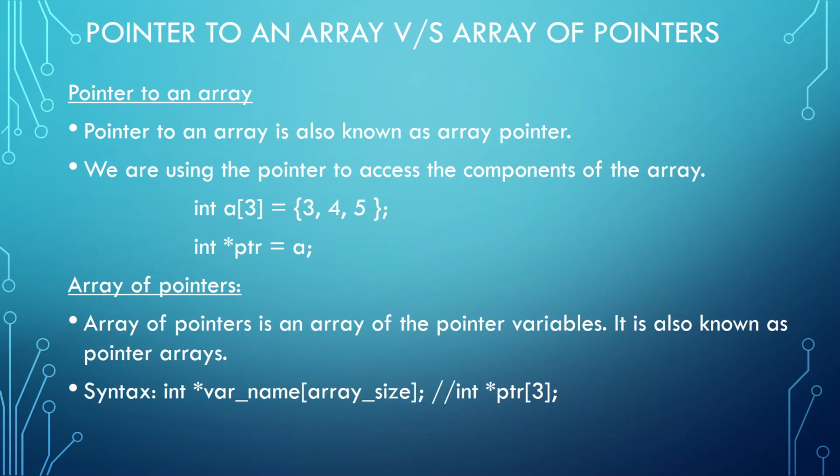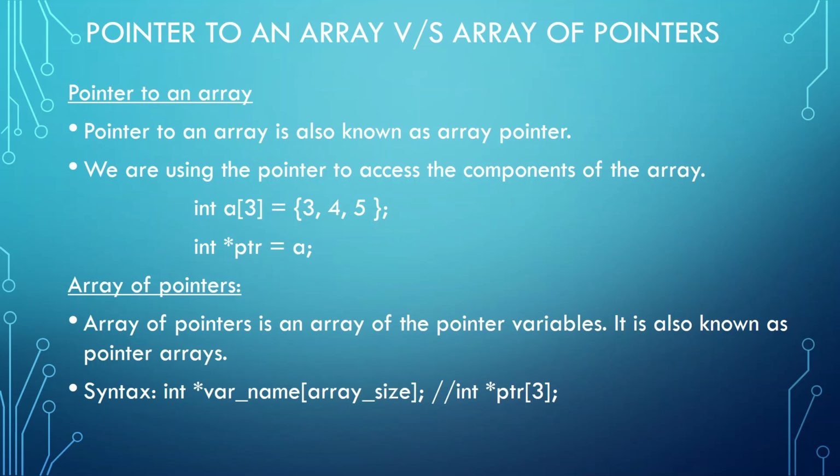Now, on to the next topic, pointer to an array versus array of pointers. What do you mean by pointer to an array? It is a pointer which is pointing to the array, or a pointer which stores the starting address of an array. This we have already seen in our previous examples. You have an array here and you are initializing the integer pointer to have the base address of A. That is exactly the same thing. This is a pointer to an array.